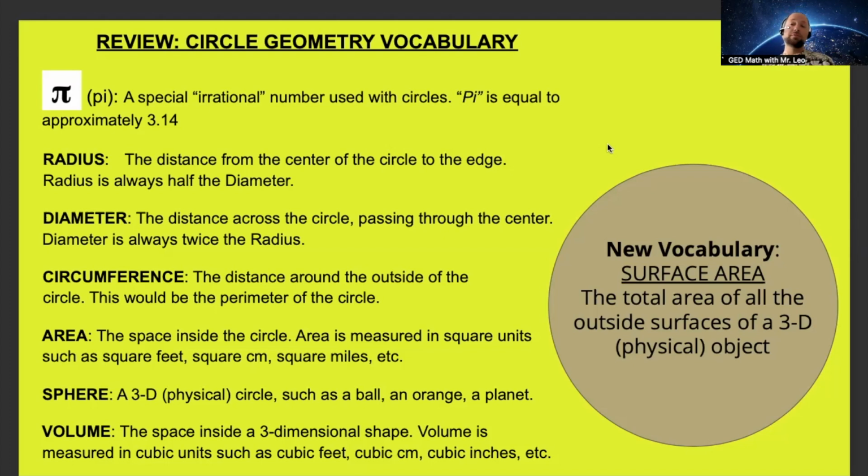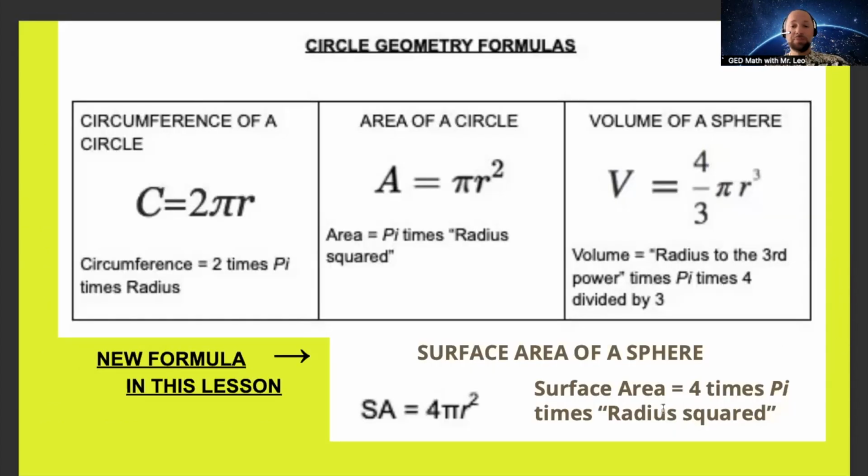The way that we can find area and circumference of a circle, we can find volume and surface area of a sphere. Here is the new formula. SA equals 4 pi r squared. This is the formula for surface area of a sphere. Surface area equals 4 times pi times radius squared.